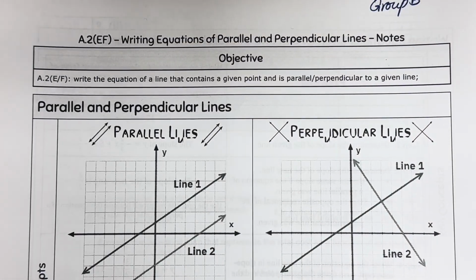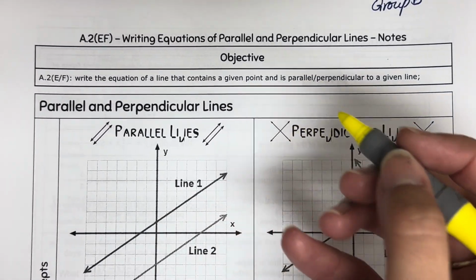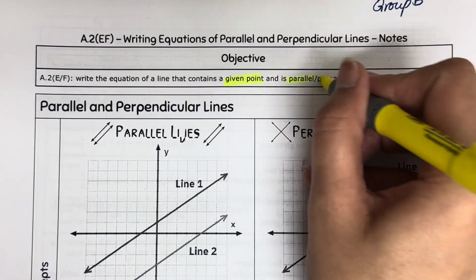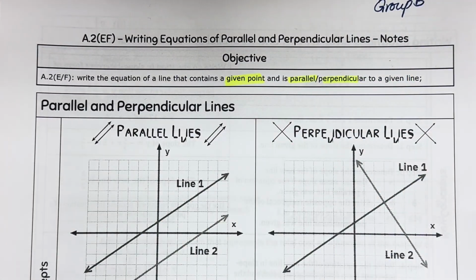Today you're working on writing equations of parallel and perpendicular lines, and for that you would always need two things. Number one, you would need the slope, and then you would need a point. Parallel, perpendicular. We have done parallel and perpendicular lines in the past as well.